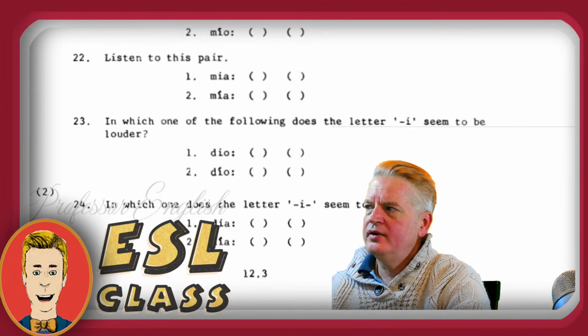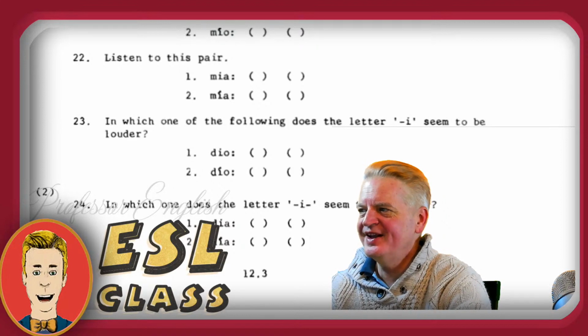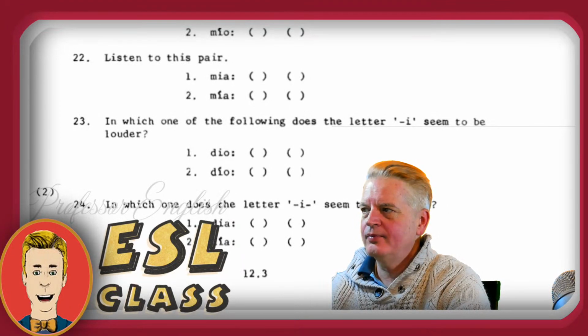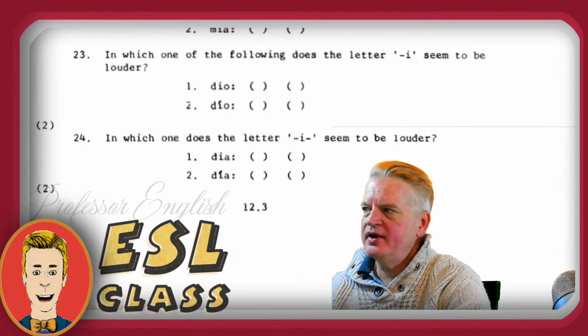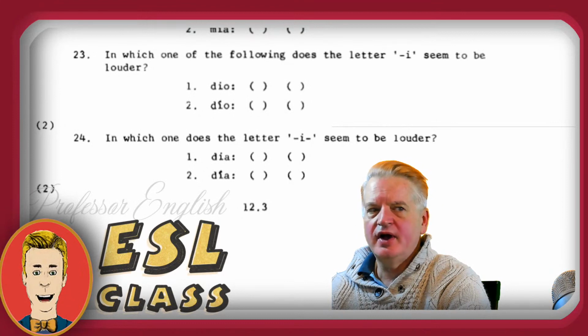Number 22. Listen to this pair. So I'm just going to guess that the first one is mia, and the second one is mía. Let's listen and see if that's true. 1. Mia, mía, 2. Mia, mía. Number 23. In which of the following does the letter I seem to be louder? Number 1. So now that we understand this little convention here, the number 1 would be jo, and number 2 would be dio. So number 2 has a very loud or pronounced letter I.